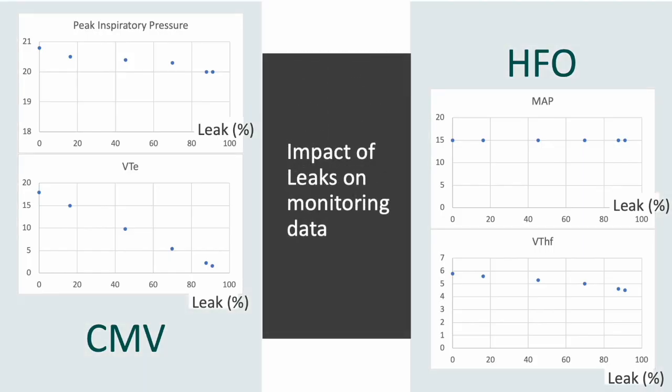On the left, we can see CMV graphs, while on the right side, the HFO graphs. CMV shows a marked decrease in tidal volume on the expiratory side as leakage increases. On the other hand, the HFO data on the right side of the diagram shows that even with increased leakage, the decrease in tidal volume is not as large as for CMV.